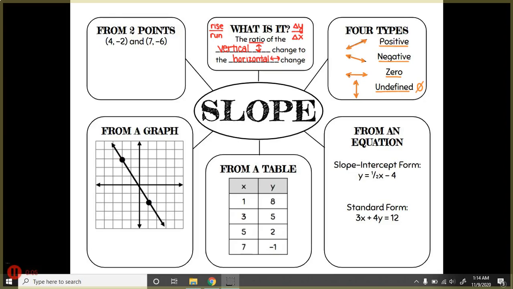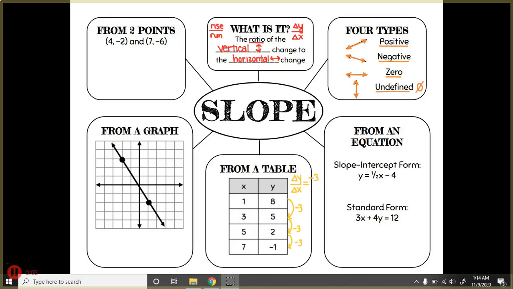And then we talked about how to find slope 4 different ways. We started by finding slope from a table, and we talked about finding the change in y over the change in x. So we always asked ourselves, how is y changing? We would say, okay, to get from 8 to 5, I subtract 3. To get from 5 to 2, I subtract 3. And to get from 2 to negative 1, I subtract 3. And so my change in y is negative 3.